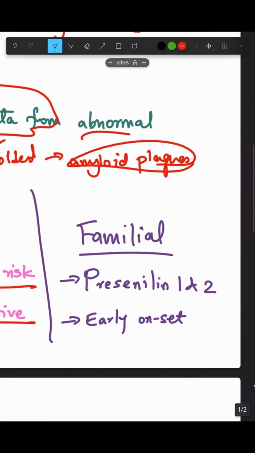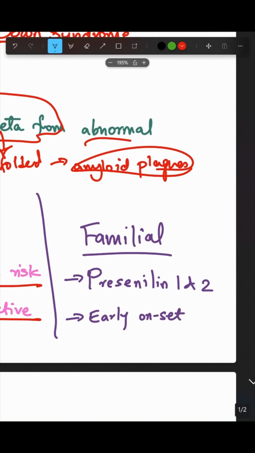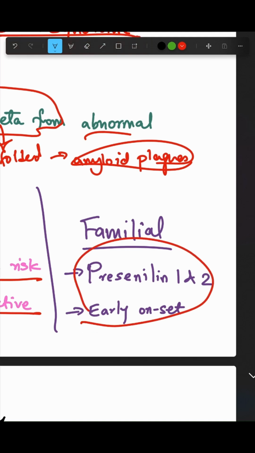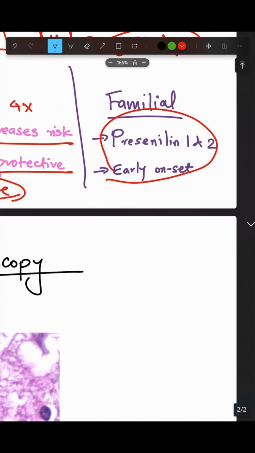Now, there's also the familial form. I'm not really going to get into that. You just need to know Presenilin 1 and Presenilin 2. These are the mutations in APP that are associated with increased amyloid beta production, right, which are associated with increased Alzheimer's disease.